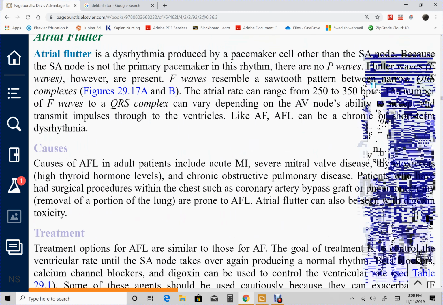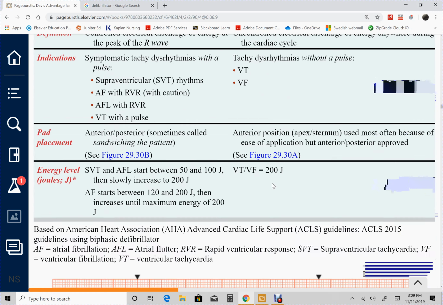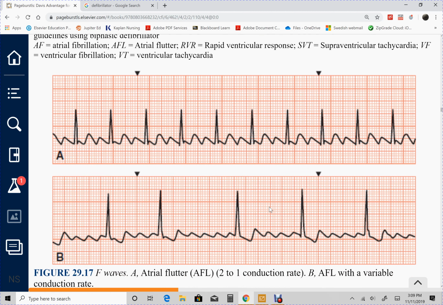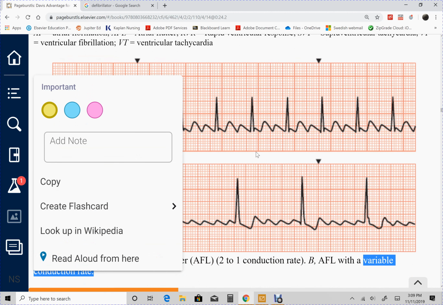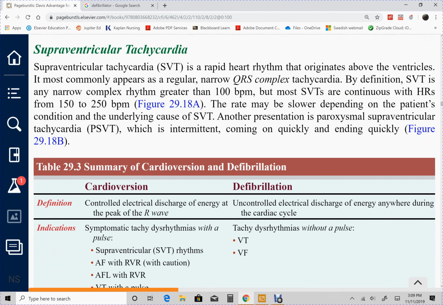Atrial flutter. So let's begin with what is it? So you have a rhythm here. This is a flutter. This is described as a sawtooth. Unlike AFib, this looks more regular. So these are two variations of a flutter. This one has a higher heart rate. This one has a lower and actually a variable conduction rate. Okay, in either case, this is very similar to AFib.